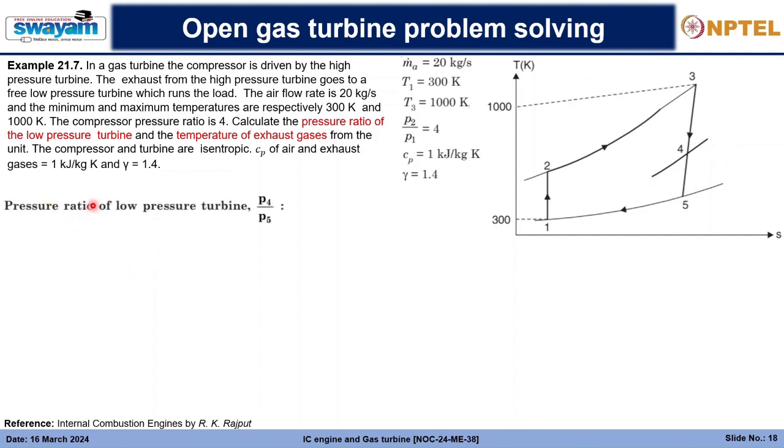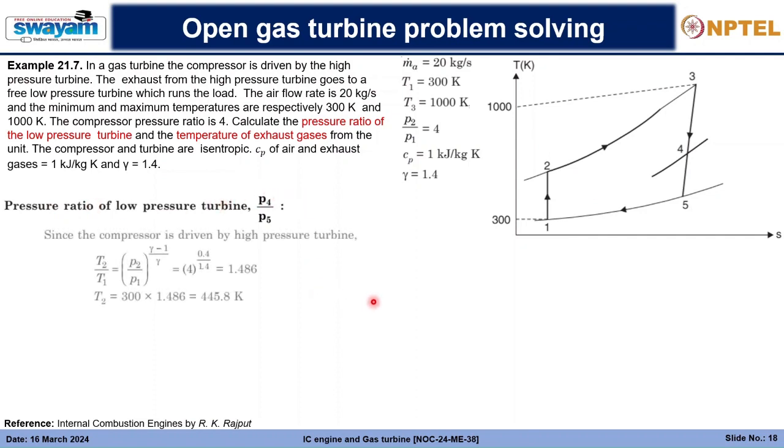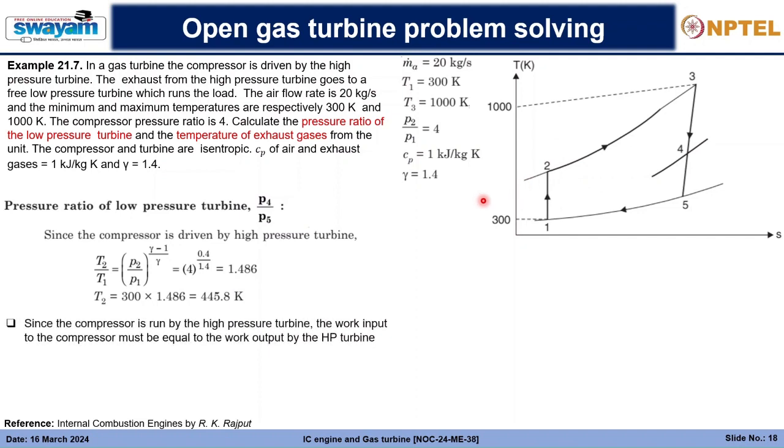So let us now find the pressure ratio of the low pressure turbine, P4 to P5. Again, the same strategy. Since the compression is driven by the high pressure turbine, we'll have to consider the same pressure ratio. So the compressor pressure ratio is 4, so T2 we will get as 445.8 Kelvin, and there is no compressor efficiency, so we do not have to find the T2 dash separately.